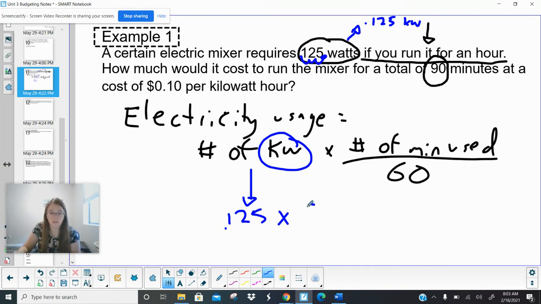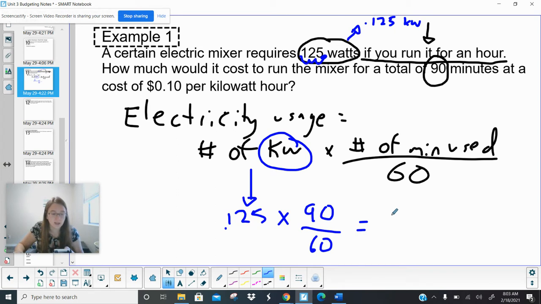We ran it for 90 minutes. Now this is probably not all in one go. I mean, I don't know many things, a mixer that you have to run for 90 minutes. But all we do is plug this in, and this is going to tell us how much we actually use. So take a moment to do that.